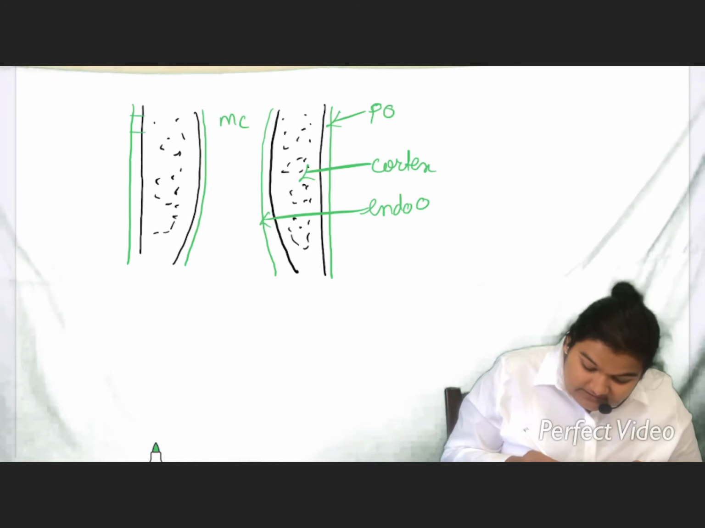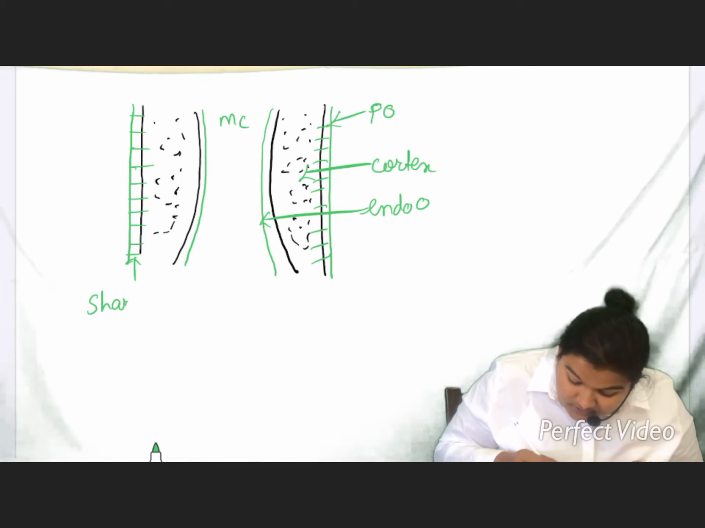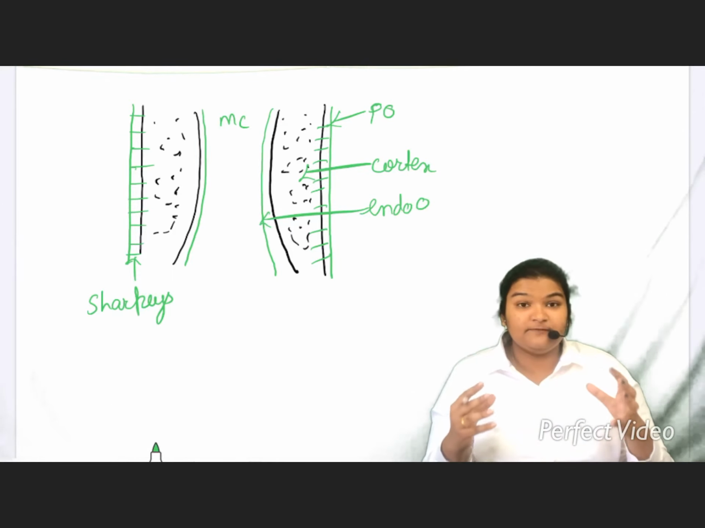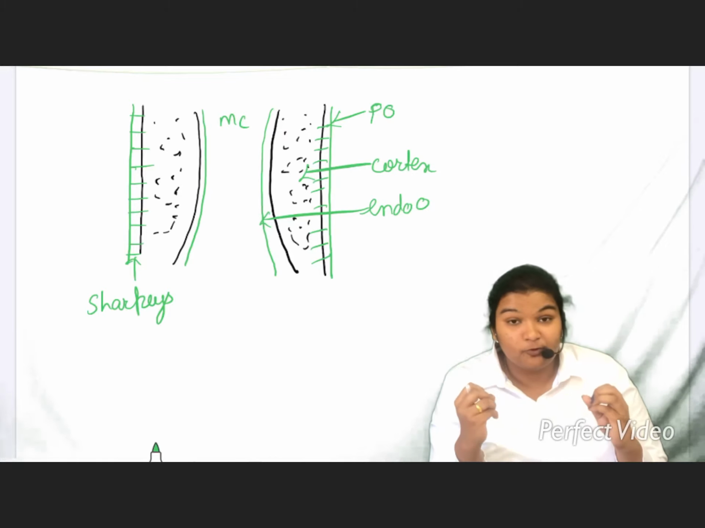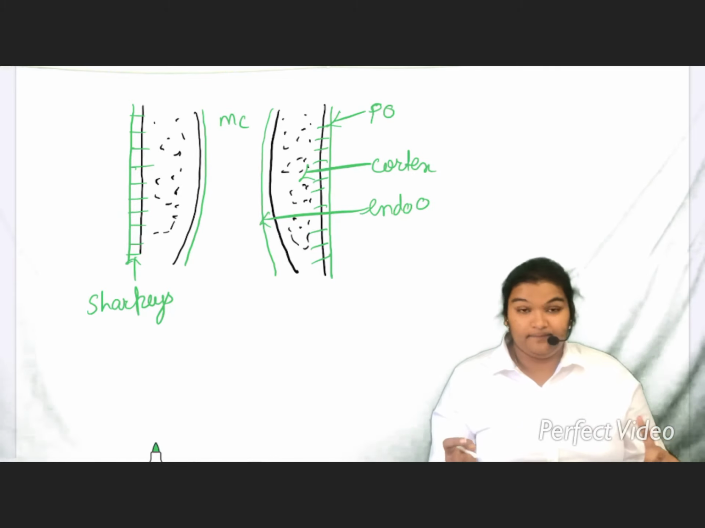Now this thick fibrous layer, the periosteum, throws fibers inside the cortex. These are the fibers thrown by the periosteum inside the bone, and these fibers are called Sharpey's fibers. Sharpey's fibers help the periosteum adhere to the bone properly and tightly.